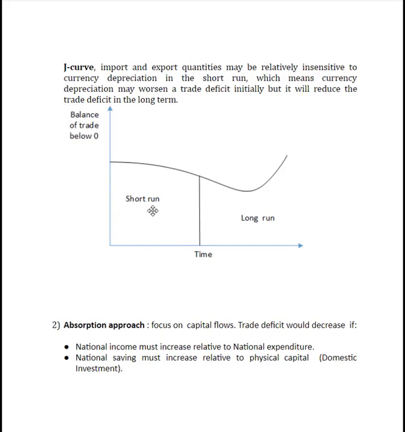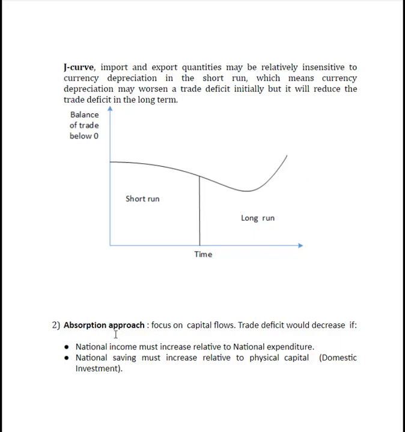So in the short term, when this country depreciates its currency, they will still see their deficit is kind of increasing. It's going below zero. But in the long term, the benefit of this approach will start being realized, and we see the J effect, when in the long term the trade deficit will go down and it will move towards zero.